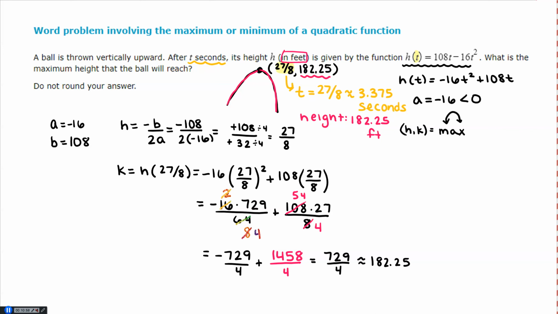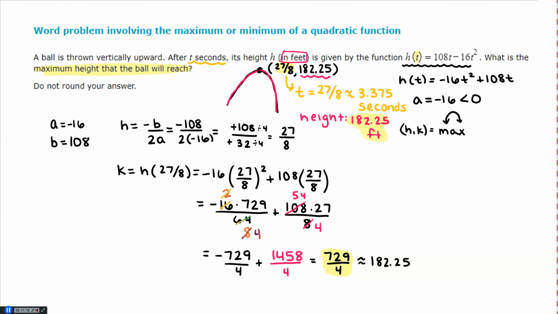The question was, what is the maximum height? So which one of those values was the height? The 182.25 feet. And remember, that was this fraction 729 over 4.